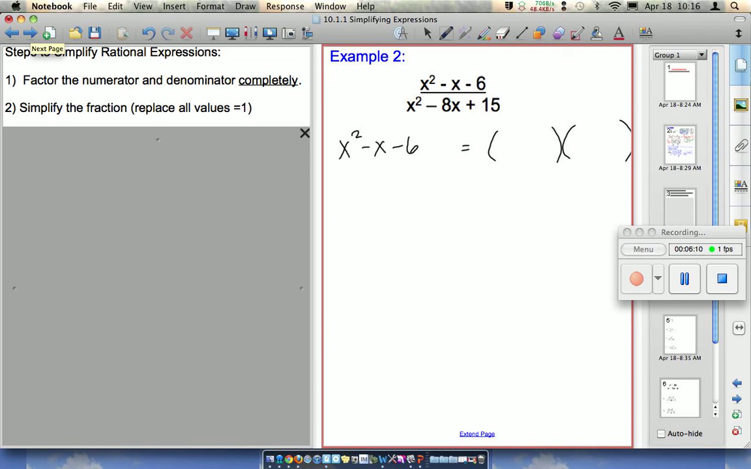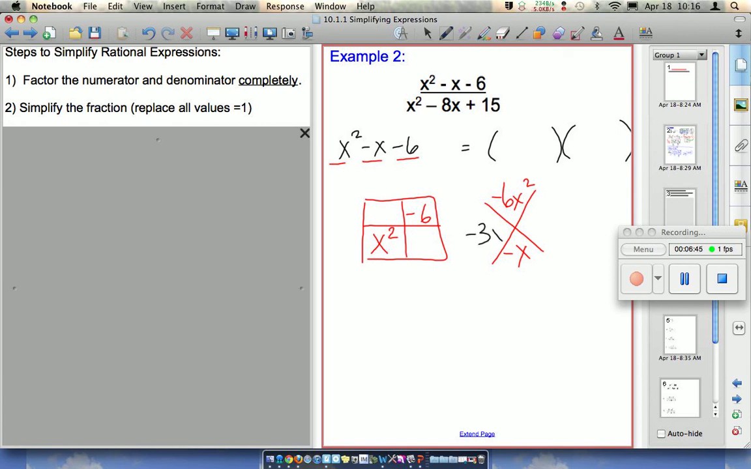So I look for a common factor, but there's nothing all 3 of these terms have in common. So just like we talked about in the last step, I actually don't have to do that this time because there's nothing in common. But I do need to use my generic rectangle and my diamond problem. So x squared, negative 6. And the diamond problem is negative 6x squared and negative x. So now I have to think about what multiplies to negative 6 but adds to negative 1. And that would be negative 3x and positive 2x, because that would make a negative 6x squared and a negative 1x.